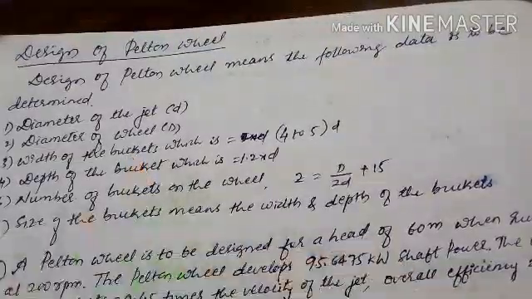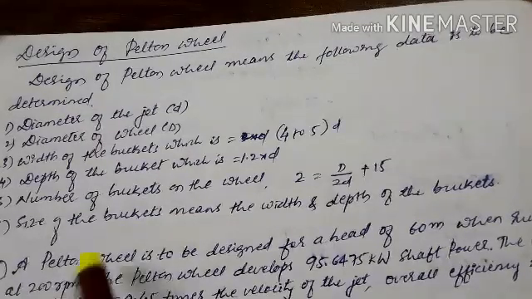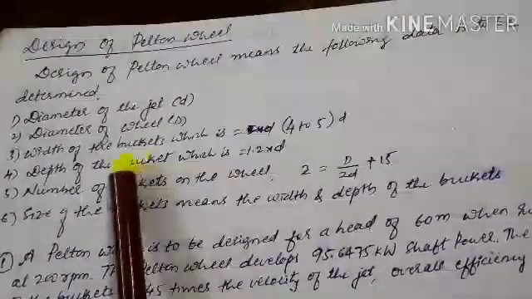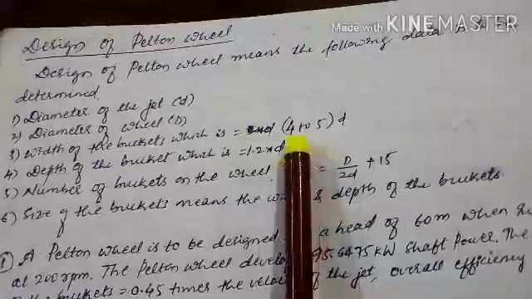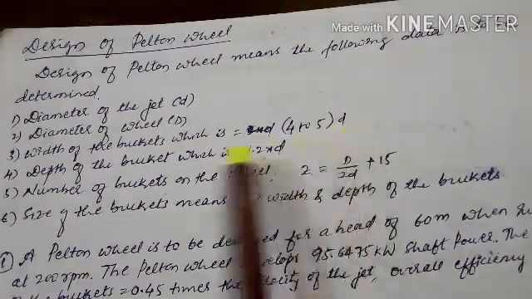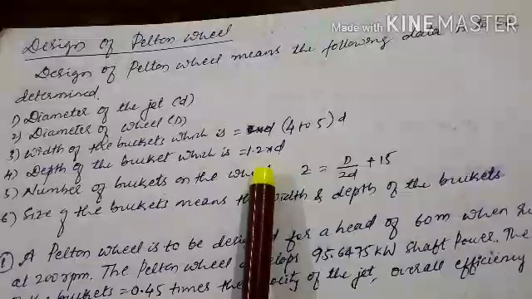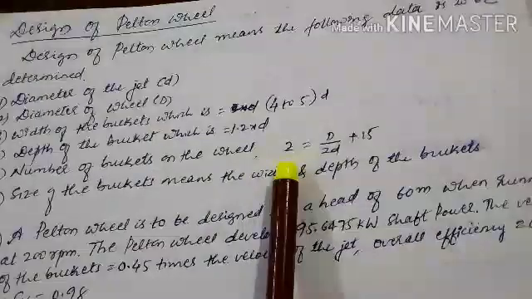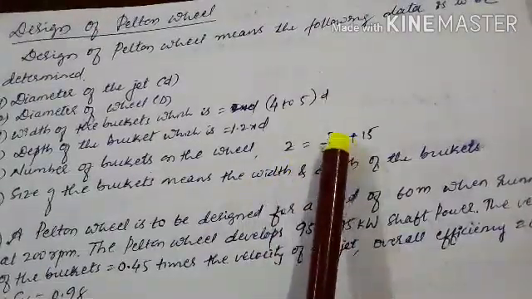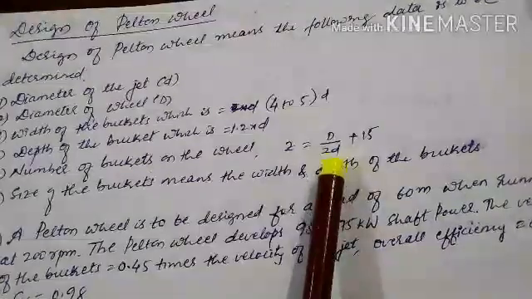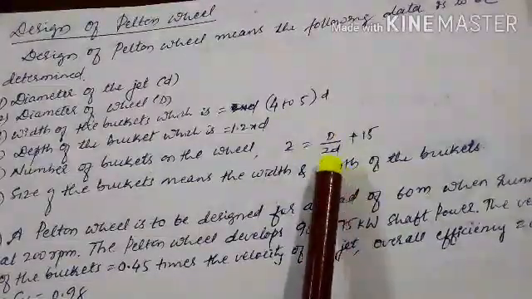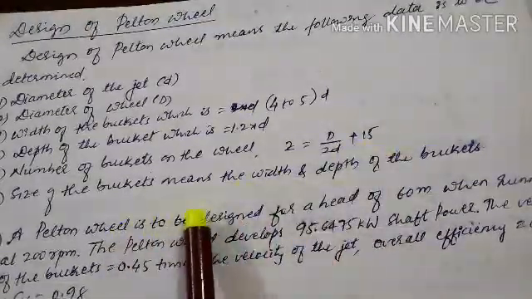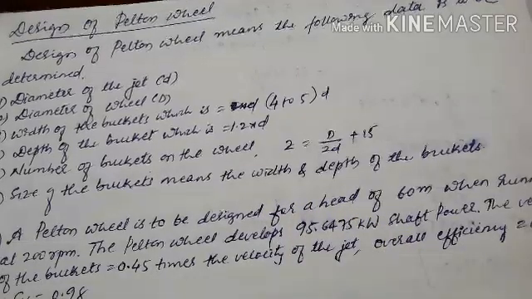You have to determine the diameter of the jet, then the diameter of the wheel, capital D, then the width of the buckets, which is given by 4 to 5 times the diameter of the jet, the depth of the bucket, which is given by 1.2 times the diameter of the jet, then the number of buckets on a wheel, given as z equal to D divided by 2d, plus 15. The ratio D by d is nothing but the jet ratio. Then the size of the bucket, meaning the width and depth of the buckets, is to be calculated.